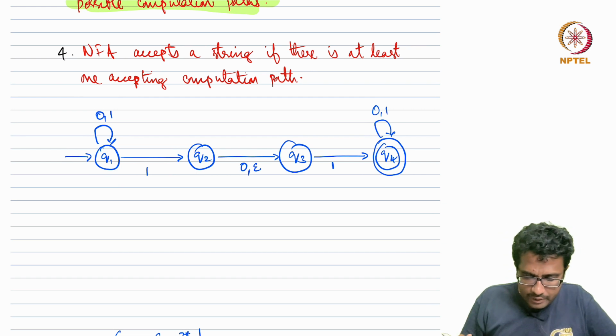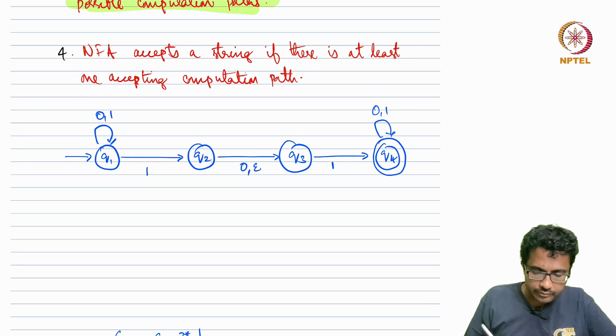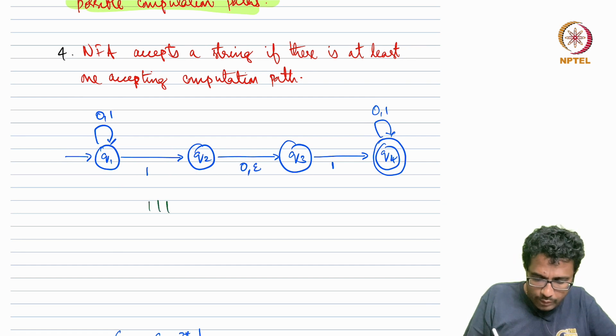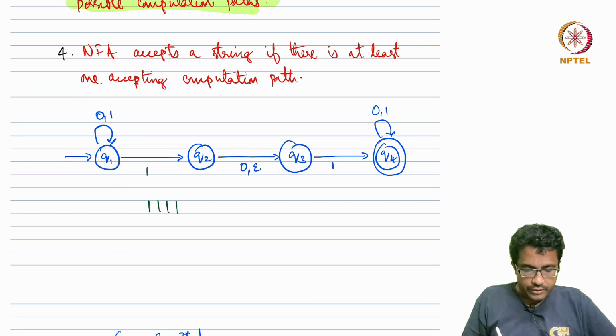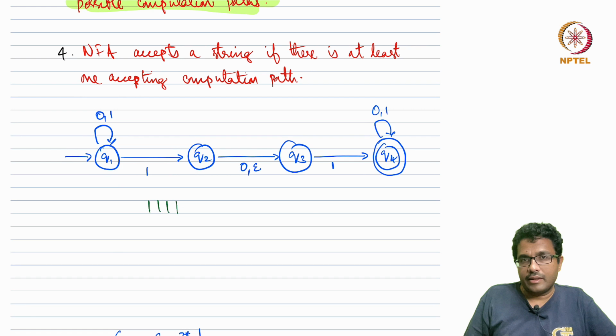So let's see what happens here. Let's consider some simple strings, and let's see whether they are accepted or not. Let's consider the string 111, or let's say 1111. Upon seeing the first 1, you could remain at Q1. You could just remain at Q1 throughout. First 1, second 1, third 1, fourth 1, right? Which means it's not accepted.